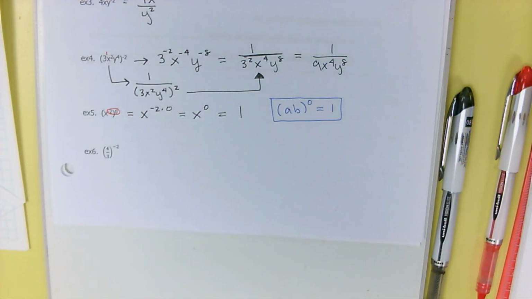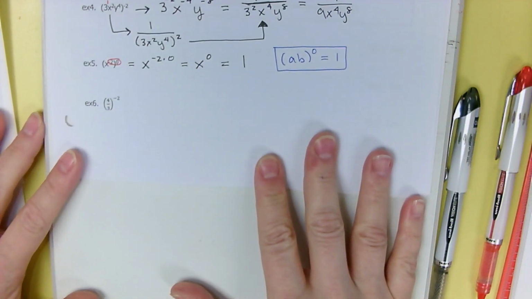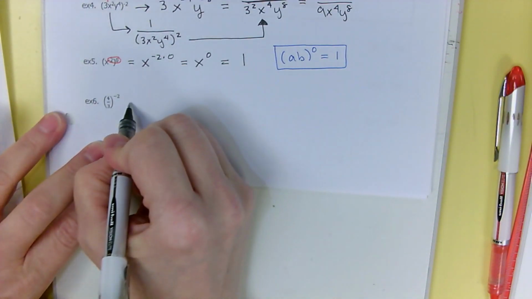Anything to the 0 power is 1. All right, example 6. Again, I'm going to show you 2 ways to do this. You can pick the way that floats your boat.